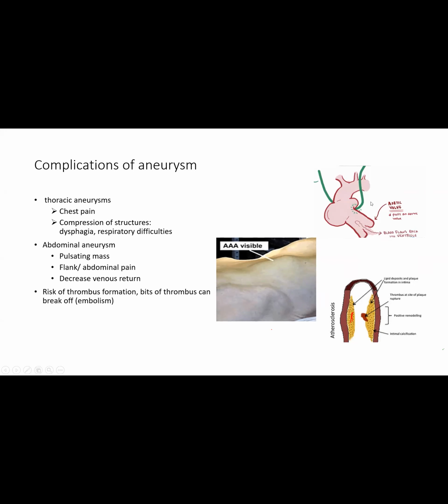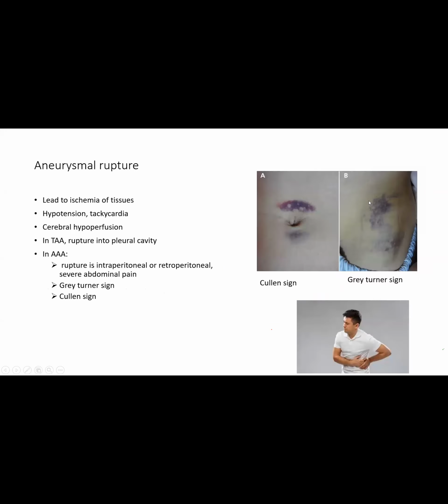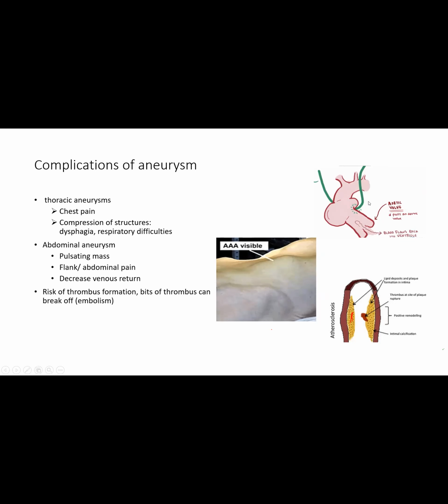Another complication is that this will also cause a high-pitched, brassy-like cough. This is because of the left recurrent laryngeal nerve, which wraps around the aorta, being stretched by the expanding diameter of the aorta.